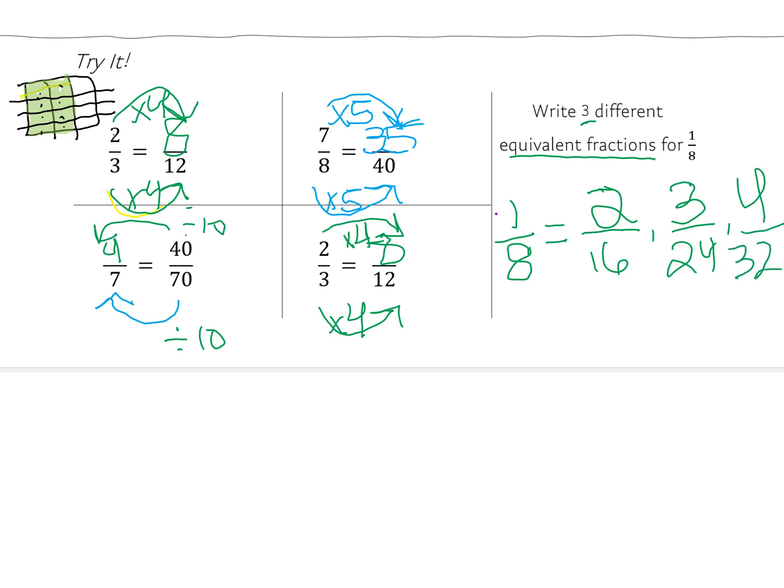Now there are many different equivalent fractions you could have written. You don't have to just use those ones. For instance, you could have multiplied them by 10 and gotten 10/80ths. Or you could have multiplied them by 100 and gotten 100/800ths. There are an endless number of equivalent fractions you could make.